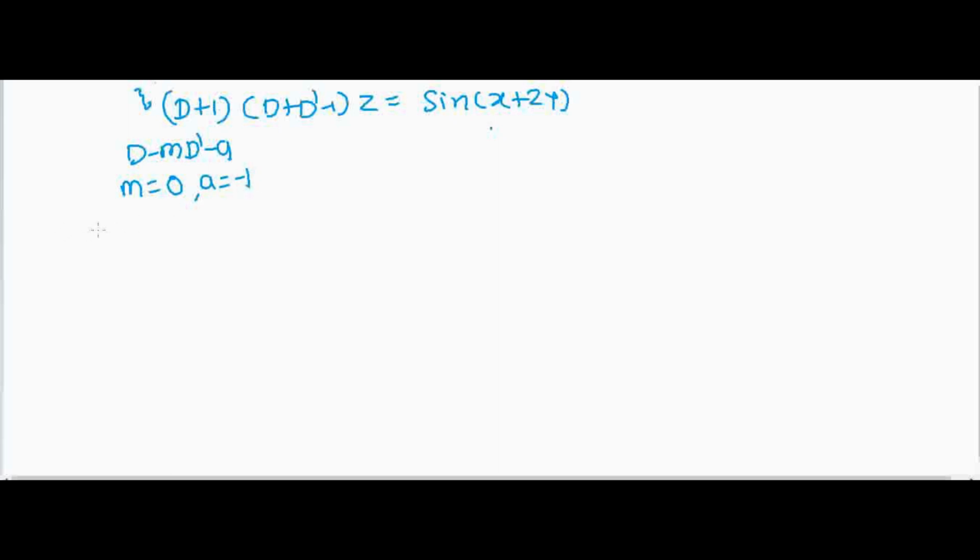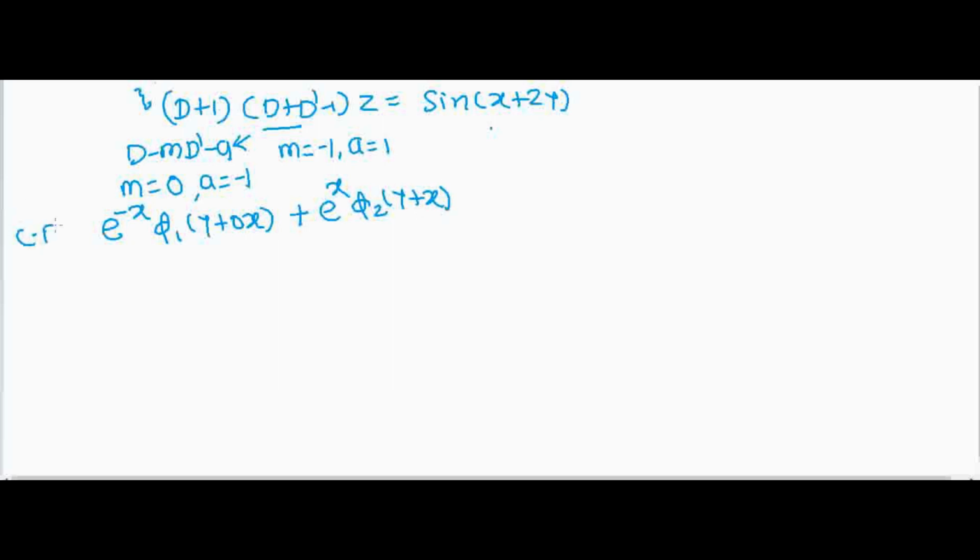Then the factor is e raised to ax, that is e raised to minus x phi 1 of y plus 0 x. Compare this with this factor. Then we have m is equal to minus 1, a is equal to 1. So the additional factor is e raised to x into phi 2 of y plus x. This is our complementary function. Within one step we get the solution, the complementary function.